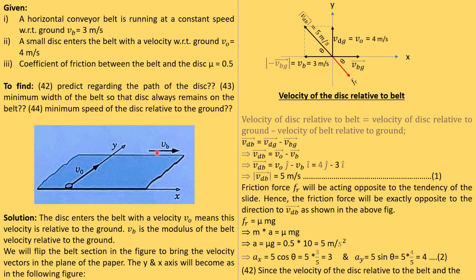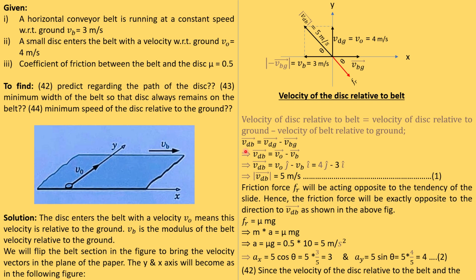This belt is moving with a velocity Vb in this direction, that is in the x direction relative to the ground. And the disc is entering onto the belt with a velocity V0 in the y direction, that is perpendicular to the x axis, relative to the ground. So what will be the disc velocity relative to the belt?